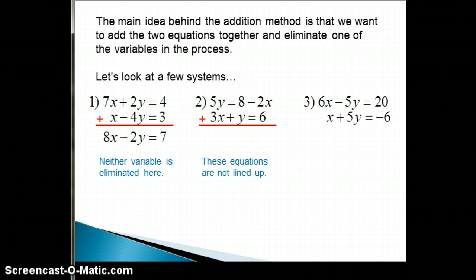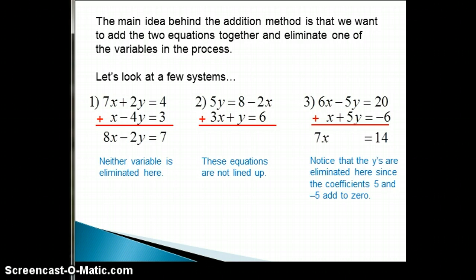Notice what happens when we add these next two equations together. See how the y's are eliminated? This is because the coefficients on the y's add up to 0.